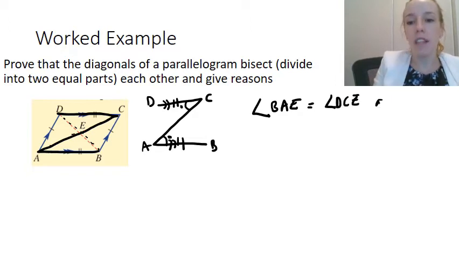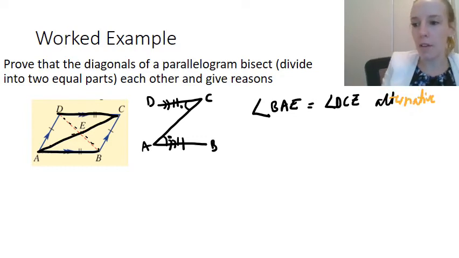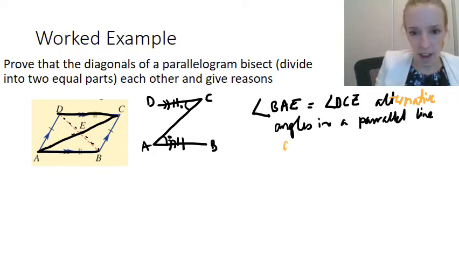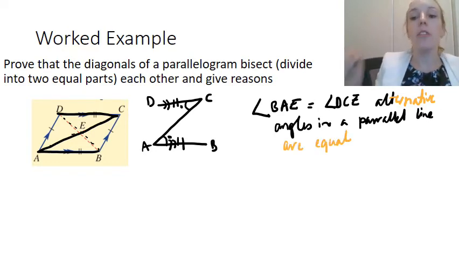And the reason for this is alternate angles in parallel lines are equal. And again, my pen is changing colors for some weird reason. Let's see if I can fix that. Right, so alternate angles in parallel lines are equal. I don't know why it keeps changing color. Anyway, so we know that here.